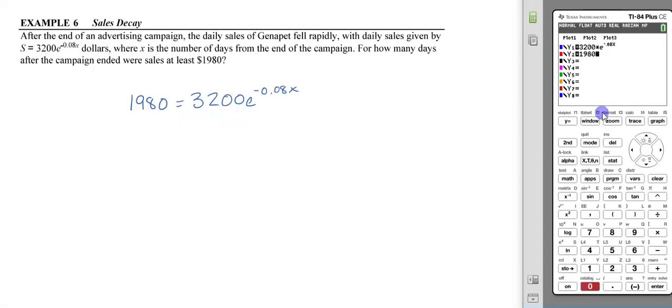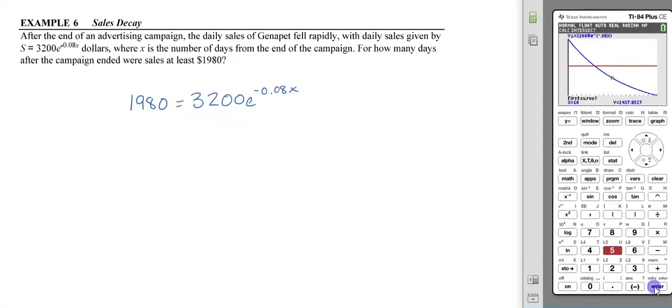If I set my window to go from maybe 0 to 20, we can see the first 20 days after the end of the campaign. It does say that it fell rapidly, so hopefully we can find the intersection of those two graphs in the window. We'll do a zoom fit, and definitely we see the intersection. So let's calculate that intersection. And you see there, at about 6 days, our sales have declined to 1,980.